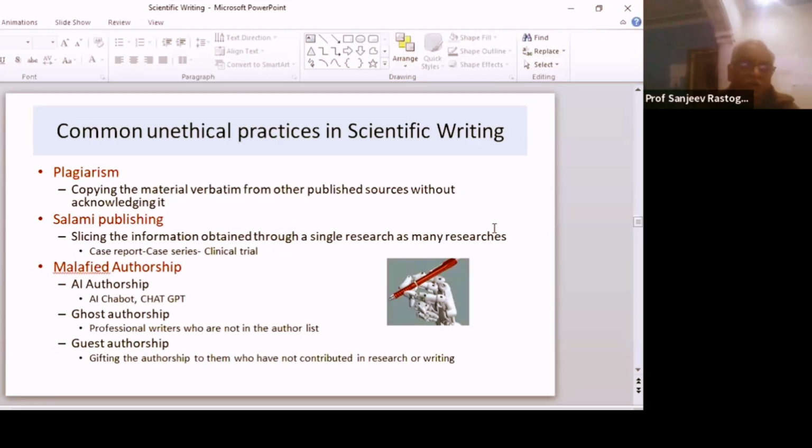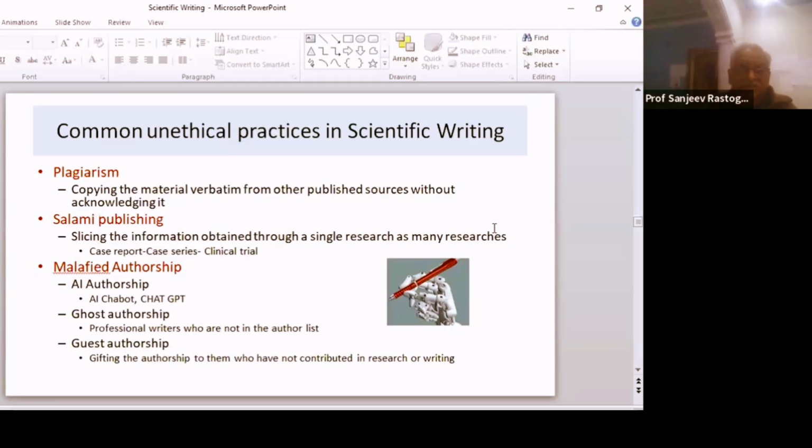And if you copy and paste in your research article, it would be identified as plagiarized material and you would be disqualified from publication. And even if it is identified later, you can be penalized for that also if you are utilizing plagiarized material. Second unethical practice is salami publishing.